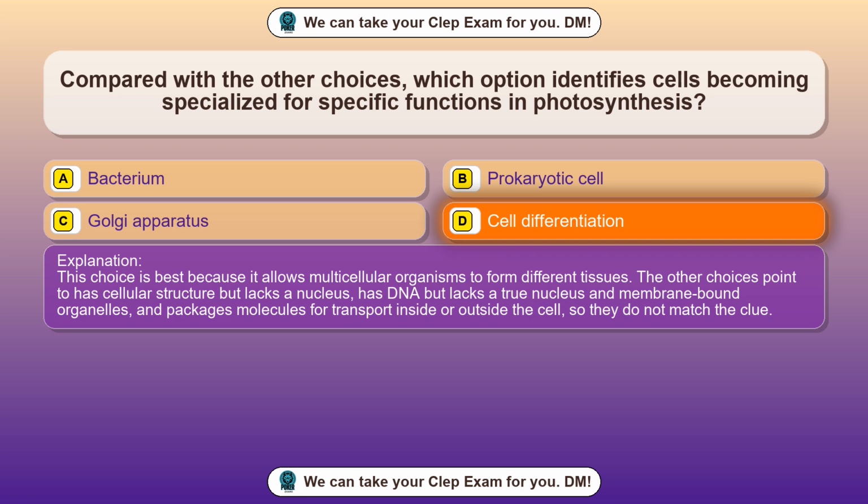This choice is best because it allows multicellular organisms to form different tissues. The other choices point to has cellular structure but lacks a nucleus, has DNA but lacks a true nucleus and membrane-bound organelles, and packages molecules for transport inside or outside the cell, so they do not match the clue.